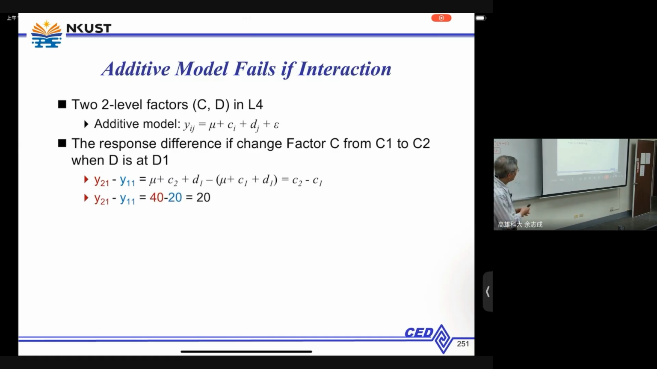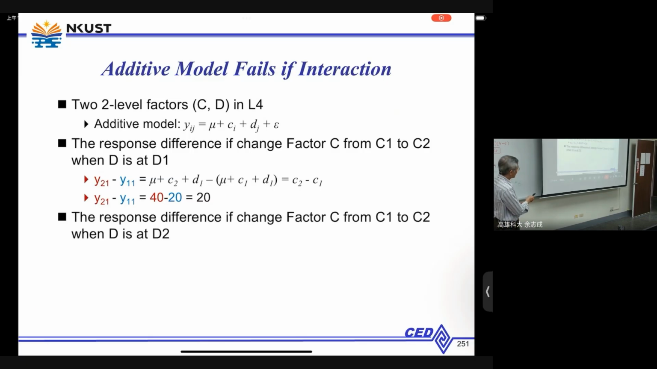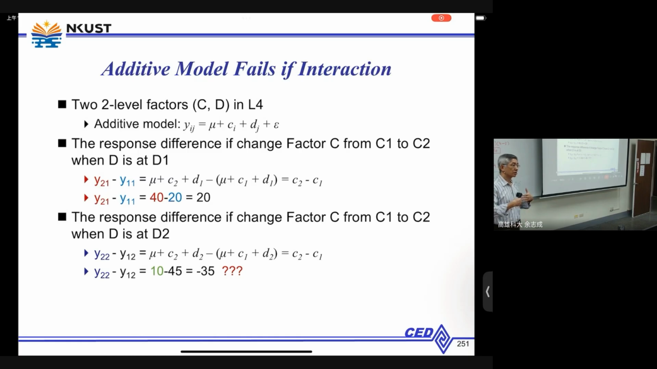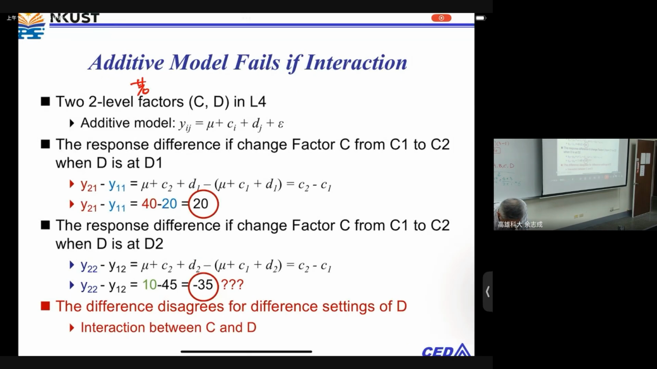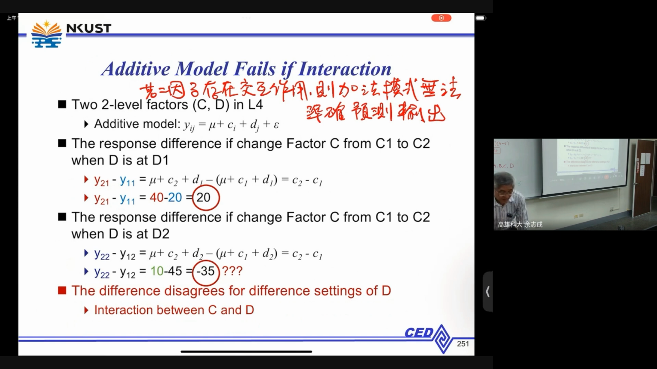Again, this is the number from the experiment, 20. But when D is at D2, using the additive model, we predict the difference will again be the difference between C1 and C2, but the actual number will be minus 35. So this conclusion is different from the conclusion from the additive model, which means that our additive model is incorrect. Okay? So this tells us that if there is interaction, the additive model cannot accurately predict the output.